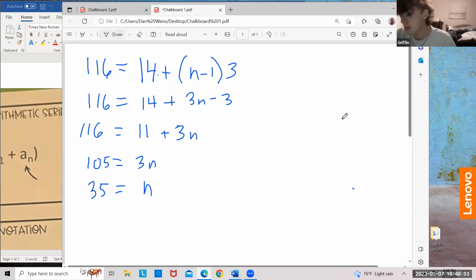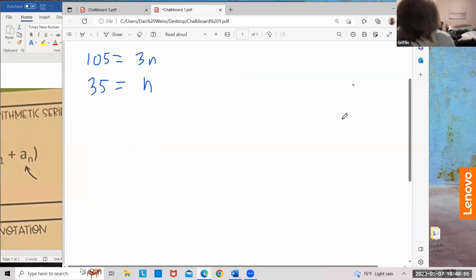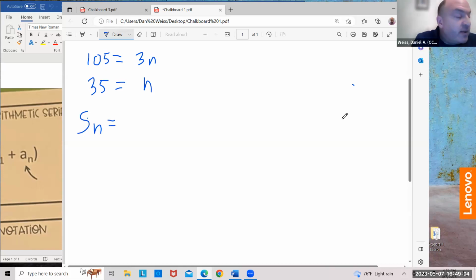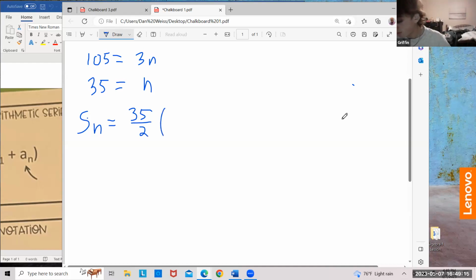So now you know there are 35 terms, right? Yeah, so there are 35 terms. And now you plug it back in. So Sn, the sum, is going to equal 35 divided by 2, which is 17.5, times, in parentheses, 14 plus 35.